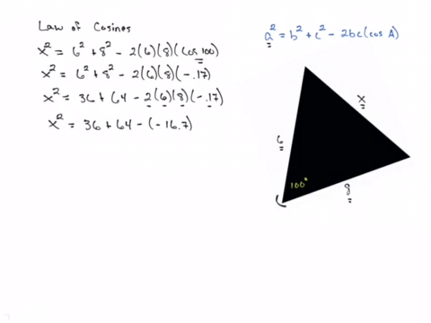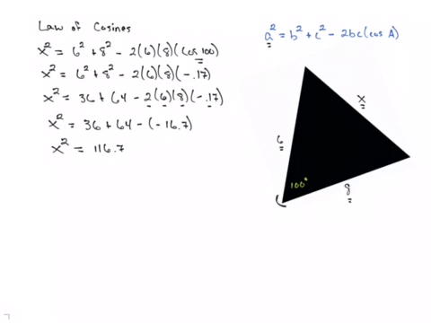Now, all I have left in my expression is addition and subtraction, so I just do it from left to right. So x squared is going to equal 36 plus 64. That is 100. And then 100 minus a minus 16.7 is the same thing as adding. So this becomes 116.7.